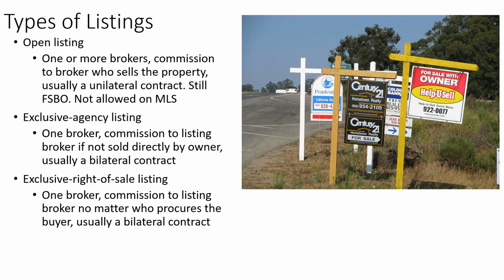There are different types of listings we can have. An open listing is more than one broker is allowed to list the property. And when that one broker sells the property, they will get paid a commission. But if the owner still sells the property themselves, then none of the brokers get the commission. We have an exclusive agency listing where only one broker is allowed to list a property, but the owner is still allowed to sell it themselves as a for sale by owner. And if they do that, no commission will be due.